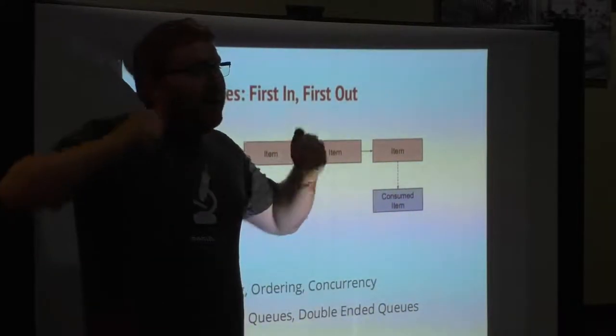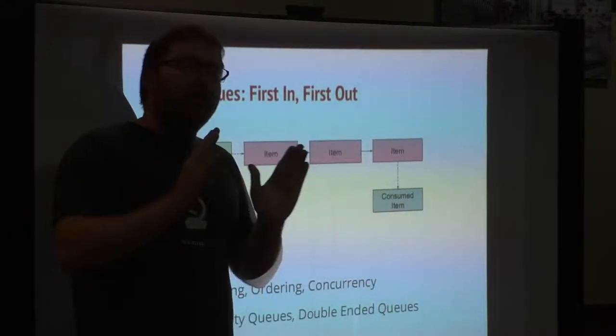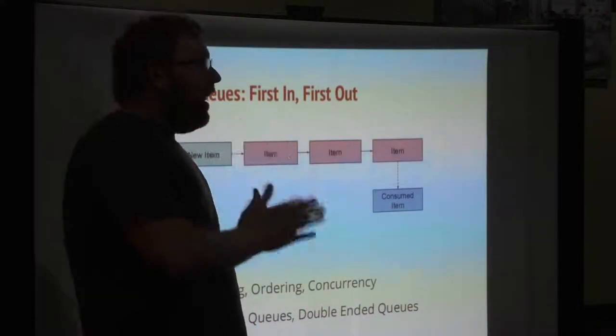If you go try to pay your taxes at the DMV, well, first of all, you're in the wrong place, and second of all, you will wait in line. That's what a queue is.